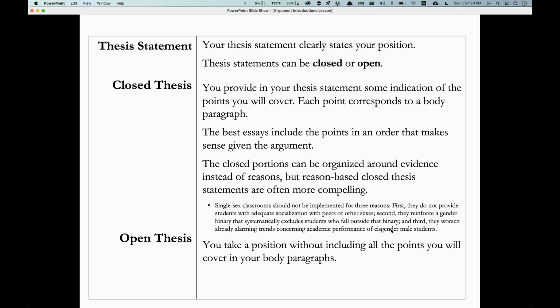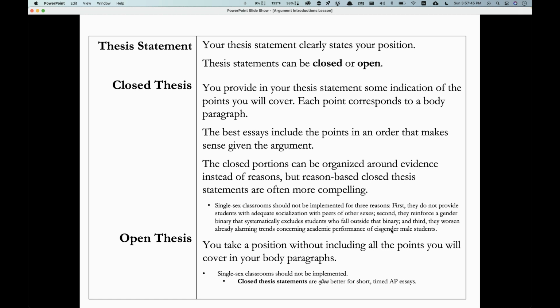And then an open thesis looks more like this. You are taking a position without including all the points you are going to cover in your body paragraphs, and you just wait to let the body paragraphs do that work. Single-sex classrooms should not be implemented. That would be the end of your thesis.